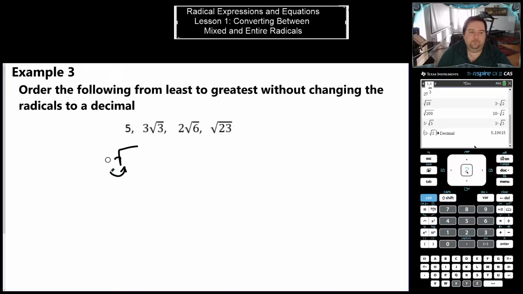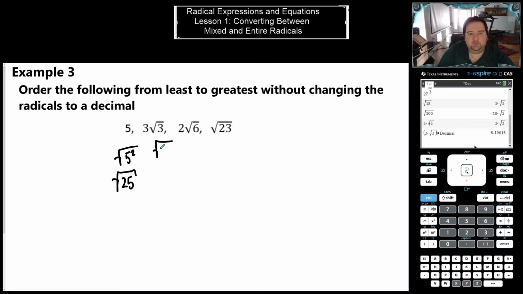Well, I would put it inside my square root sign and I would square it. The square root of 5 squared is the square root of 25. Is the square root of 25 5? Yeah, 5 squared is 25. Good. Let's do the same thing here.